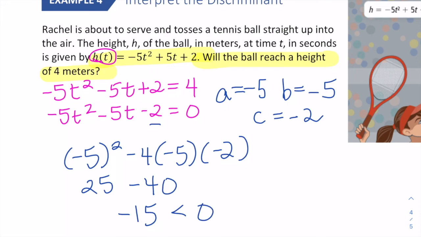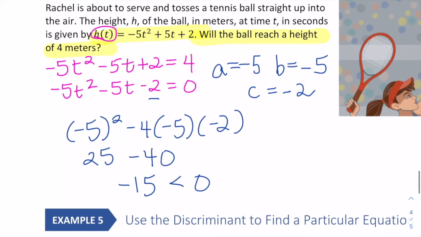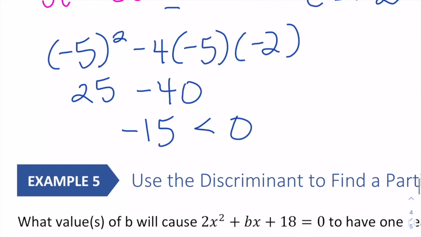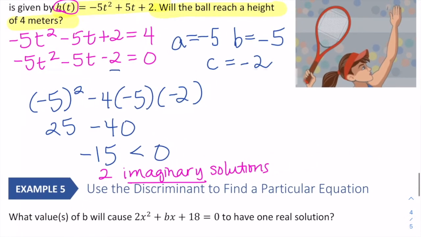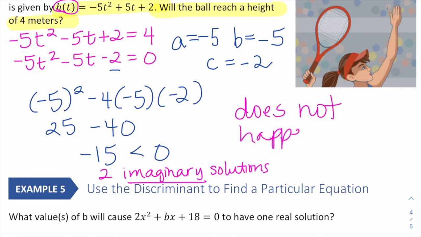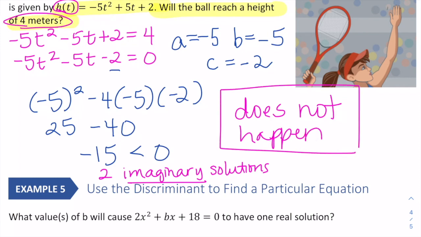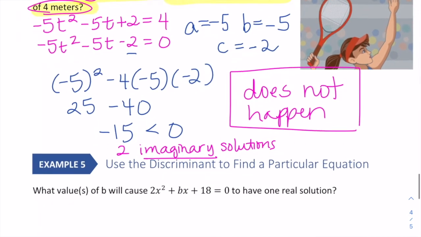-15 is less than 0. So that means we're going to have 2 imaginary roots, 2 distinct imaginary roots. If something has 2 imaginary solutions, remember, it's not going to touch the x-intercept. It's not going to really happen. So the tennis ball will never reach 4 meters because we only get imaginary solutions.